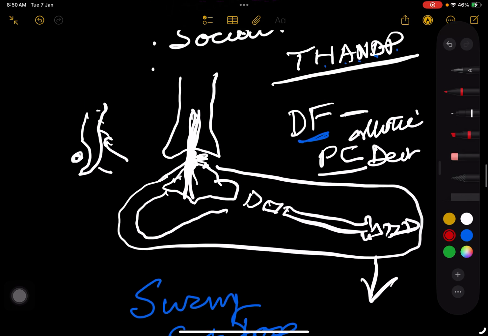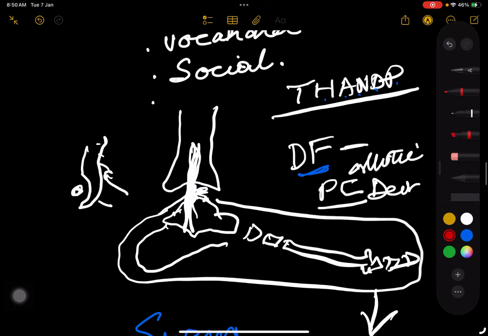An orthotic device: this is the upright, and here is the shoe, and there is a lock, a posterior check, which will prevent this foot from plantar flexing or dropping. So this is an orthotic device.